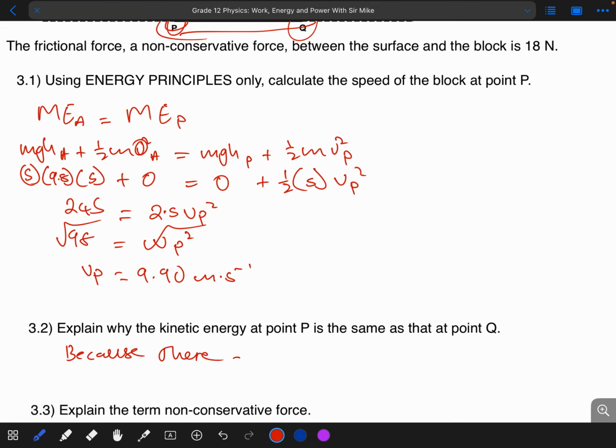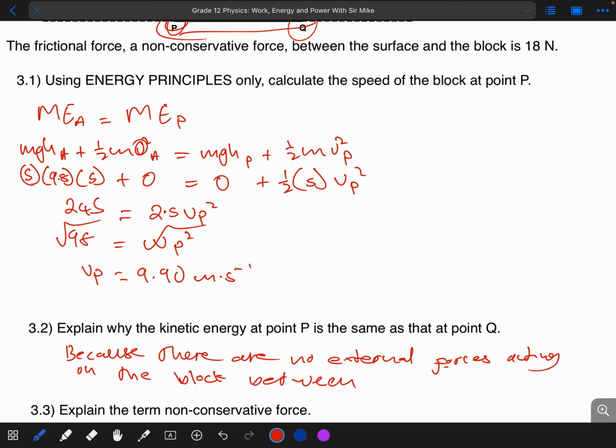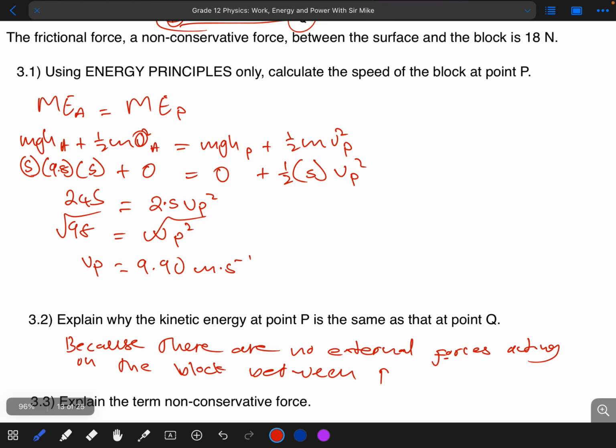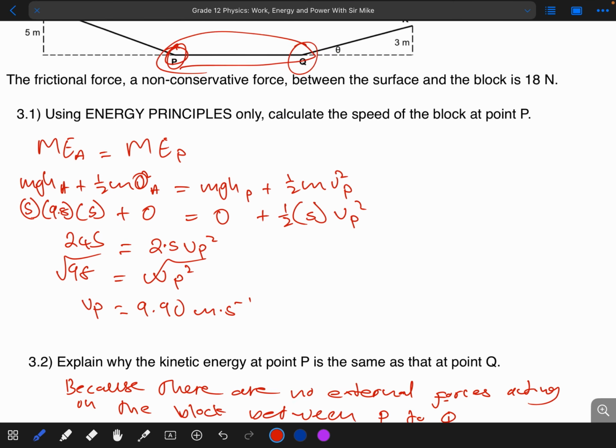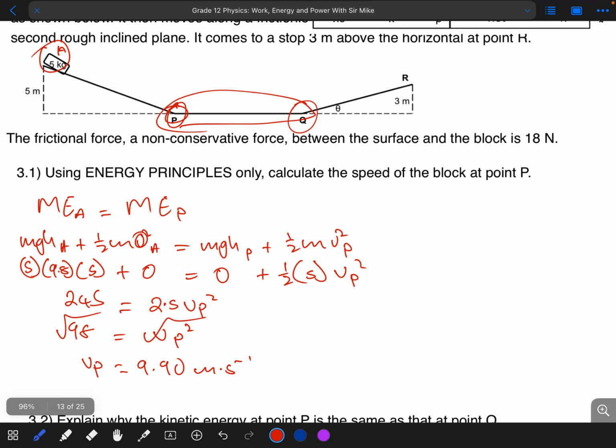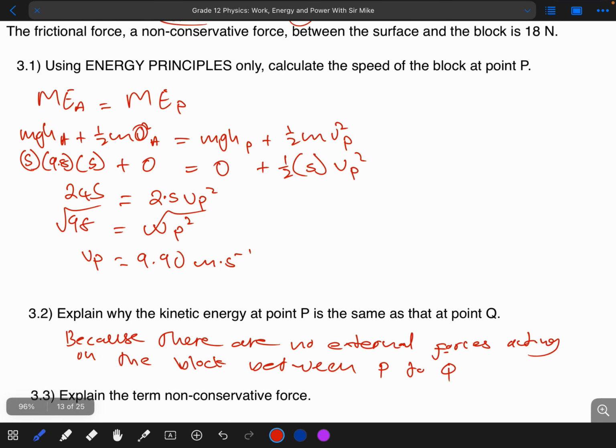there are no external forces acting on the block between point P to Q, or you can say it's because there are no non-conservative forces acting on the object between point P to Q, which would be a nice reasonable reason there.